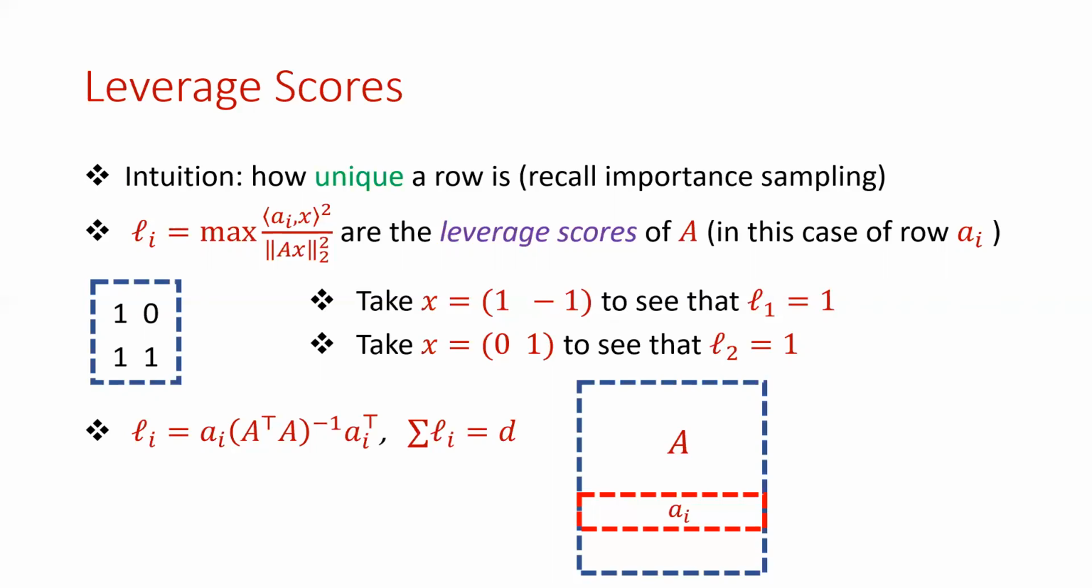Now, one good thing about this leverage score is that the maximum characterization of this leverage score is equal to some other quantity that I have at the bottom of the screen. And using this other quantity, it can easily be shown that the sum of the leverage scores is equal to D.